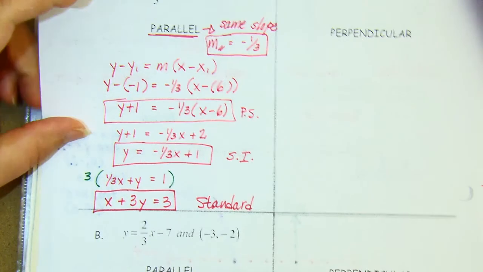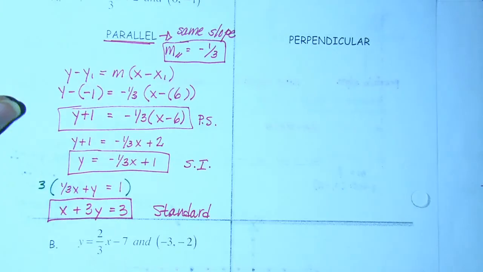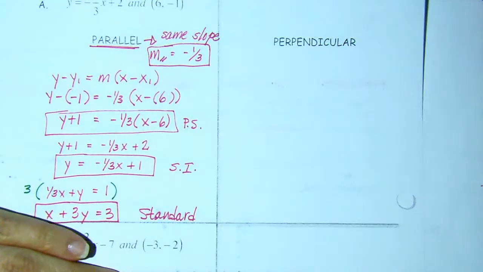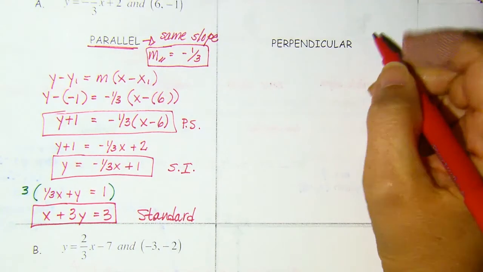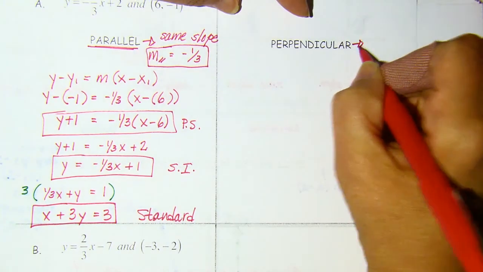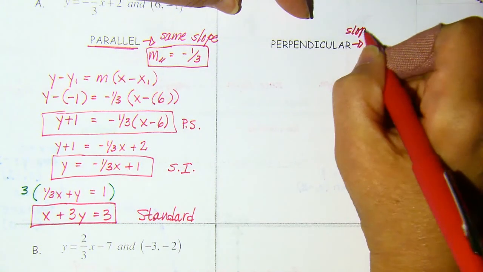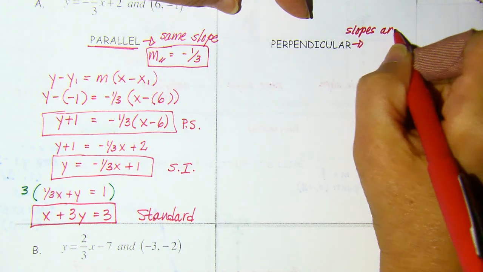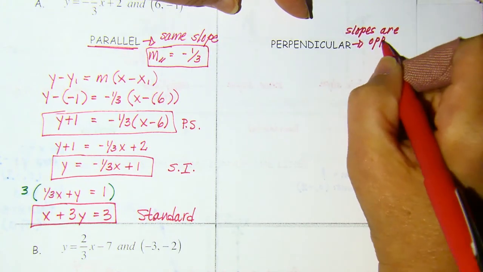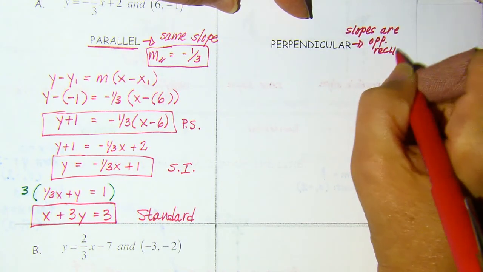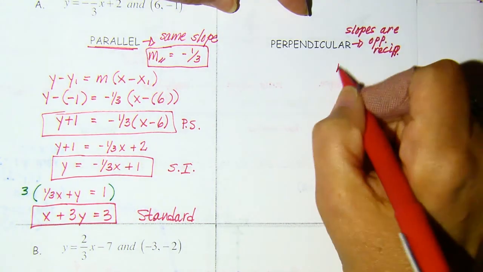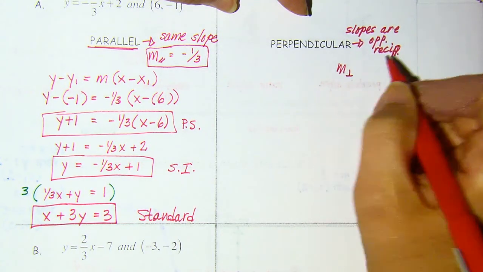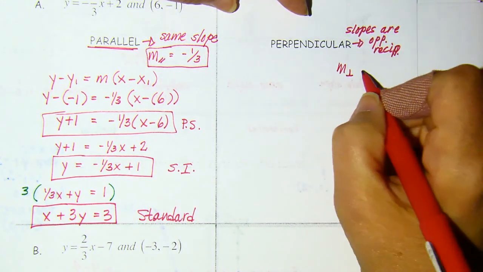Let's do the same equation, this time for the perpendicular case. All right. What do we know about perpendicular lines? Well, the slopes are not the same. They are opposite reciprocals. Which means my slope and, the upside down capital T is the perpendicular symbol.